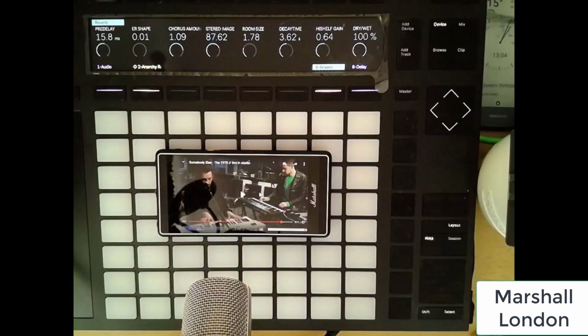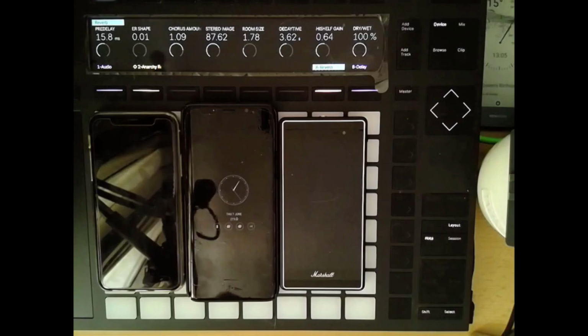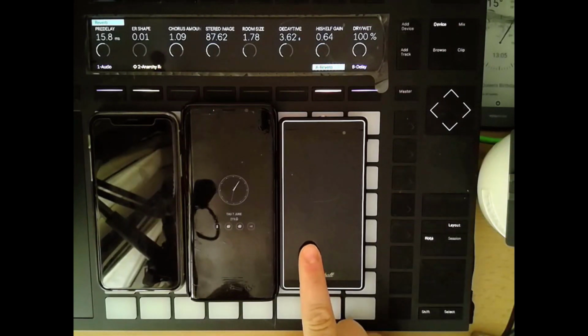So I just scrubbed on there a little bit and just got to the final break in that. And so that's the Marshall London. So my top three out of the ones that I had, very difficult to say. I think the Marshall is the winner for me.